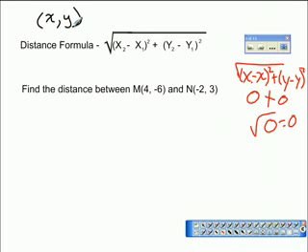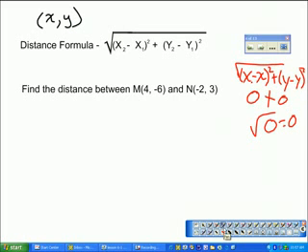Works a lot worse than it is. Let me walk you through it very slowly. I want to find the distance between m and n. m is at 4, negative 6, n is at negative 2, 3.